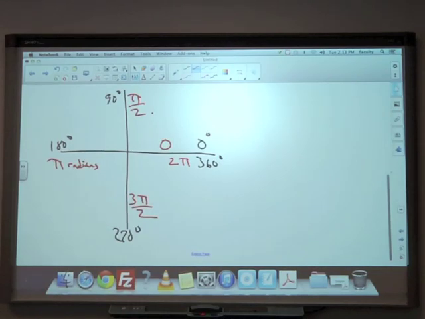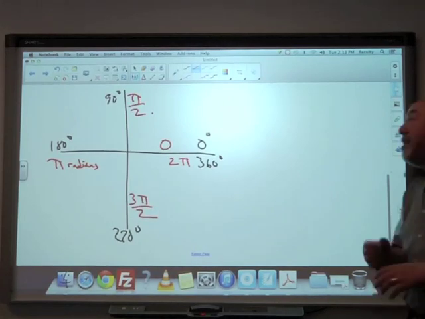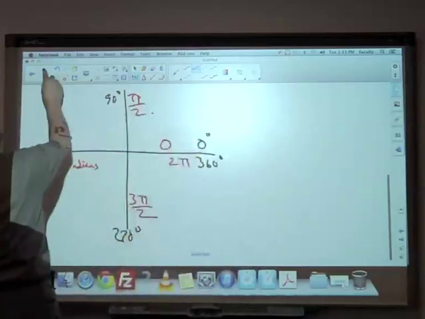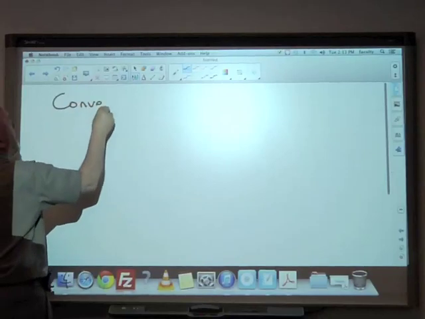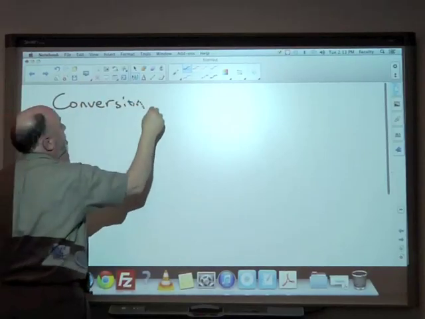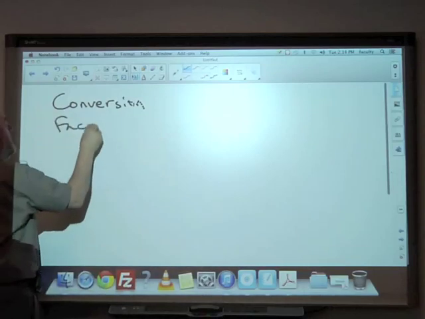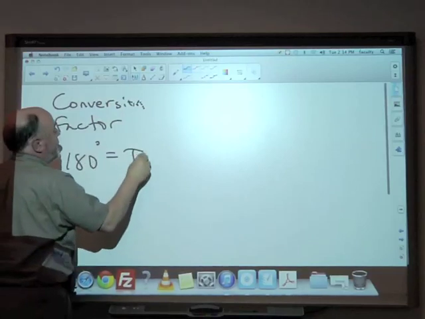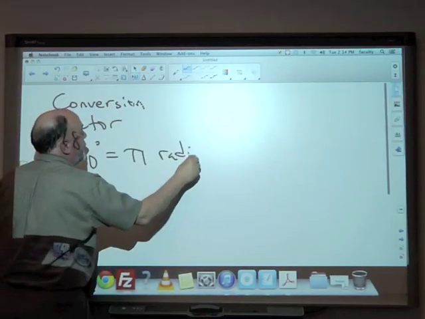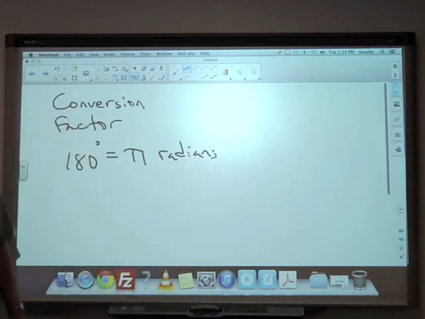One of the things you should be able to do is convert back and forth between degrees and radians. In order to do that, we need a conversion factor. The conversion factor we're going to use is that 180 degrees is equal to pi radians. That's our conversion factor. 180 is pi, right?